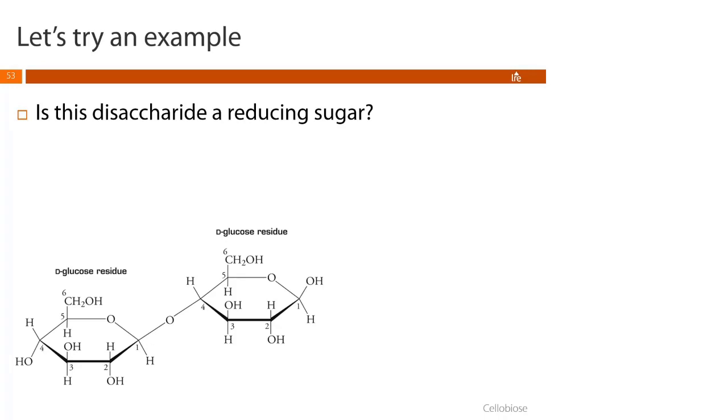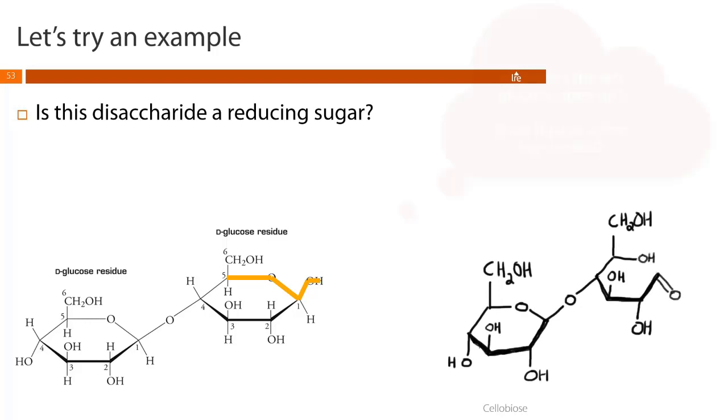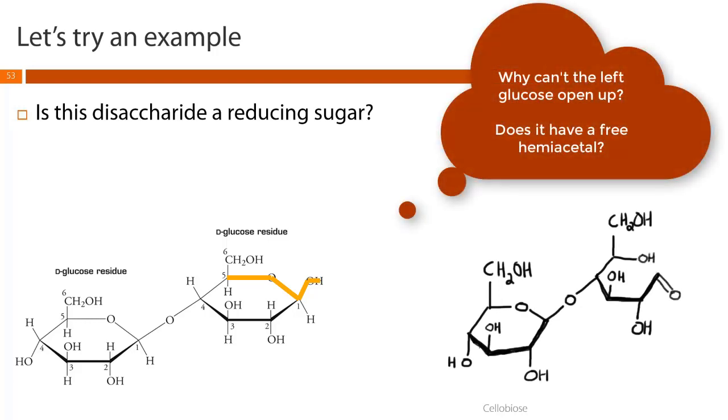Let's take a look at the molecule on this page. It doesn't have an aldehyde, but does it have a hemiacetal group that could open up to form an aldehyde? This hemiacetal group on this rightmost glucose residue here can open up, form an aldehyde, and then it can react with Benedict's reagent, so this disaccharide would be a reducing sugar.